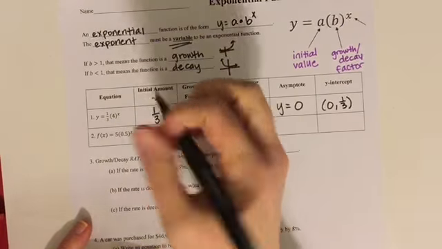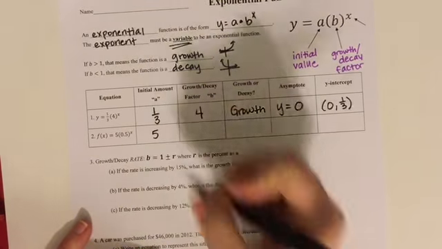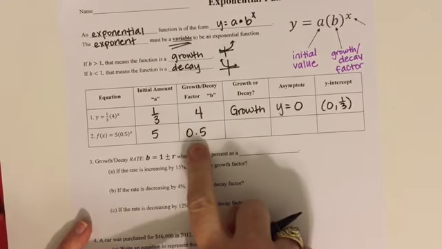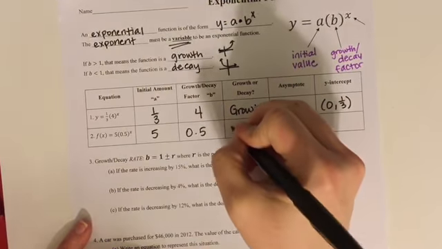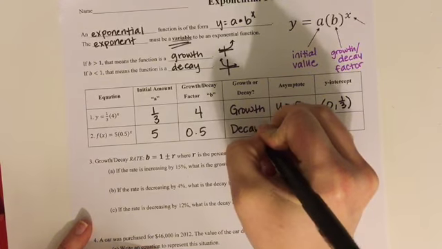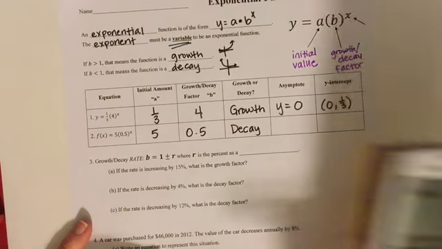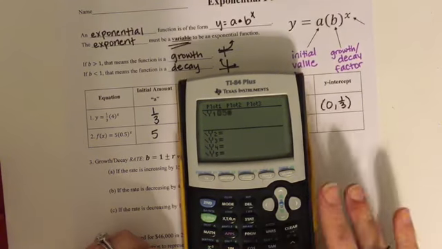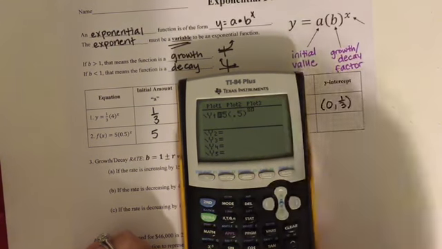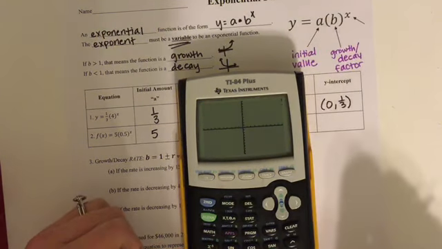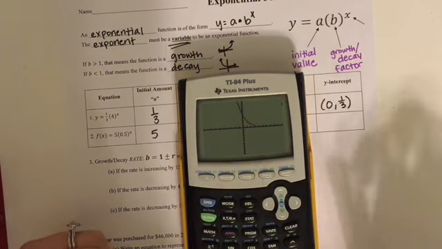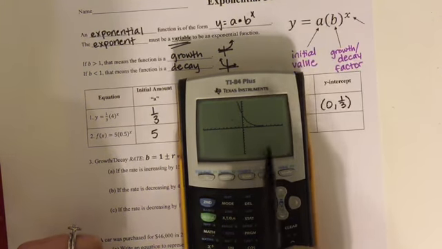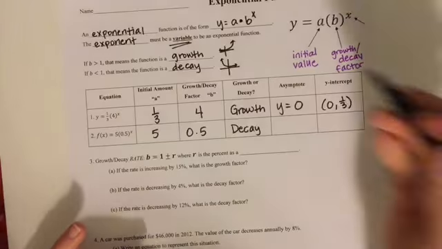Okay, so the initial value is that number in front, 5. The growth or decay factor is the number in front of the parentheses, 0.5. Since 0.5 is actually less than 1, that is a decay. Again, if you're not sure about the asymptote, we can come here and graph it. So I'm going to clear that out. 5, 0.5, exponent of x. Graph it. Again, if it's approaching the x-axis like this one is, not crossing down into the bottom part of the graph, then it's going to be that same thing.